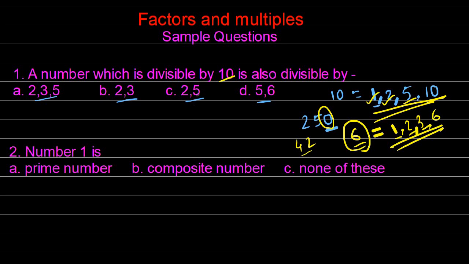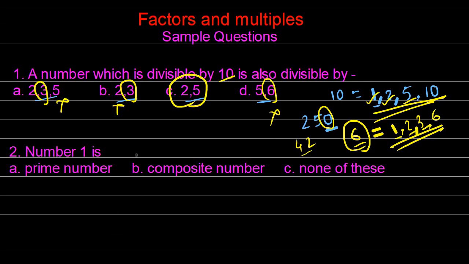Now which are the factors of 10 here? We already found out 2, 5 and 10. So 10 is not given in any option. So this is the correct option, 2 and 5, because here 3 is not a factor of 10, and 6 is also not a factor of 10. That's why these are wrong options and the correct option is 2 and 5.